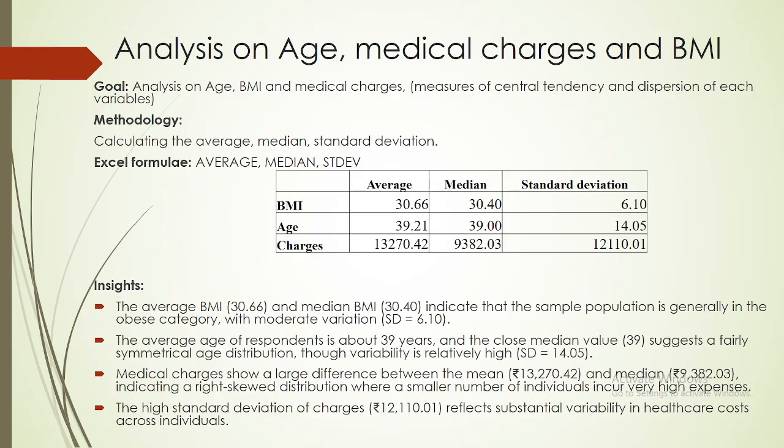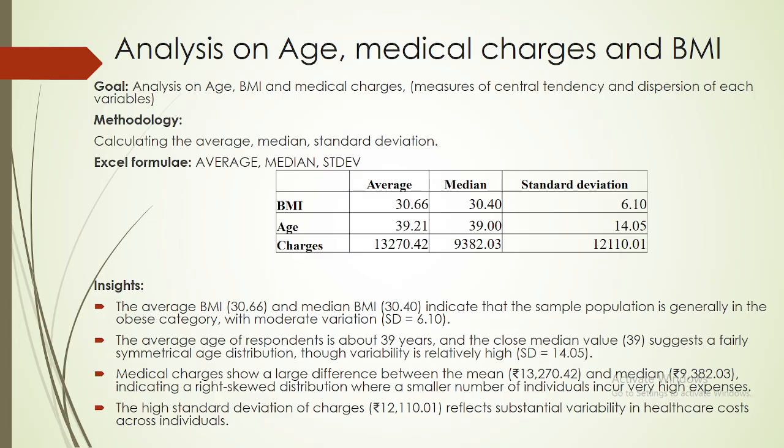Then the first task is to analyze the age, medical charges, and also the BMI, which is the measure of central tendency. That is to calculate the mean, median, and the standard deviation for each variable, that is age, medical charges, and the BMI. So first we need to understand what the mean, median, and standard deviation tell.